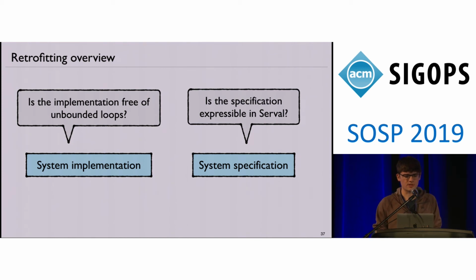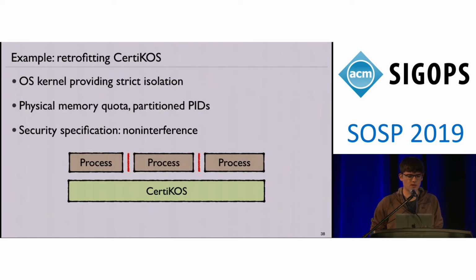Second is whether the system specification is expressible in this subset of first-order logic that Serval uses. If it's not, you need to find an alternative way of phrasing your specification that is effectively decidable by an SMT solver. So to get a concrete idea of how this works, let's look at an example of how we retrofit CertiKOS for automated verification via Serval.